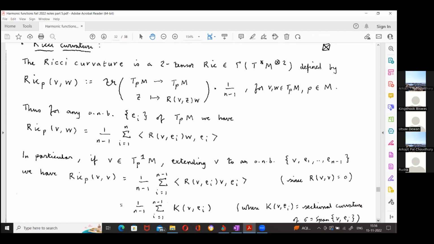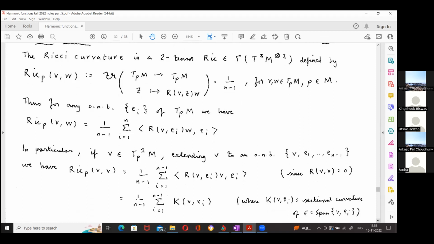Now, one thing I should say is that from the symmetries of the curvature tensor, one can show that this Ricci tensor is a symmetric tensor. So it's a symmetric bilinear form. So Ricci of (V, W) is the same as Ricci of (W, V). That follows from the symmetries of the curvature tensor.